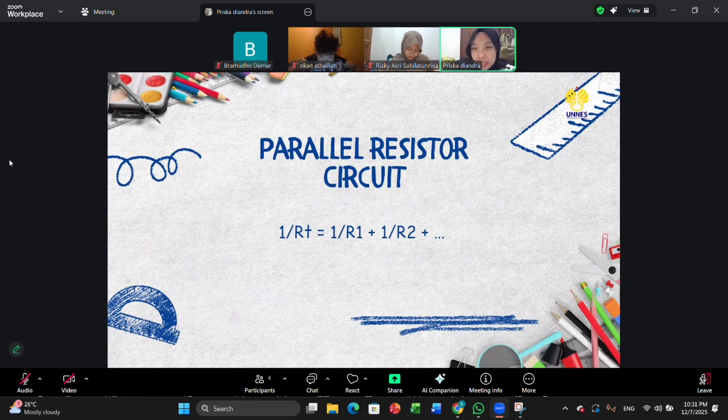Next, parallel resistors. In a parallel resistor circuit, the total resistance is calculated using the reciprocal formula. In a parallel configuration, the voltage across each branch is the same, while the current divides among the branches.